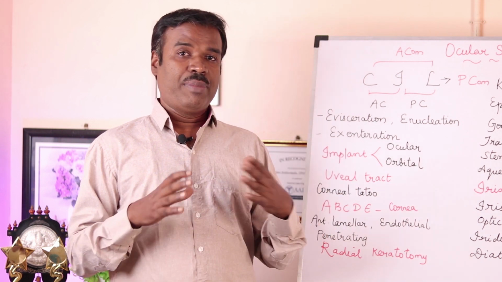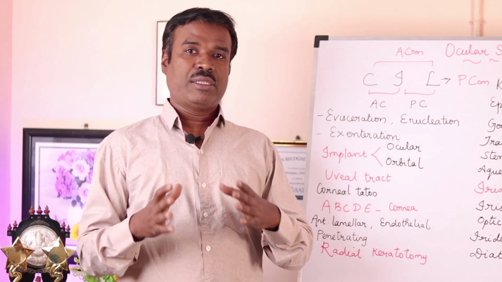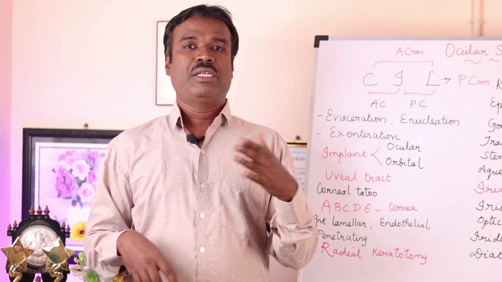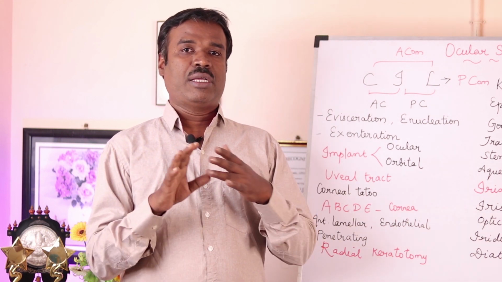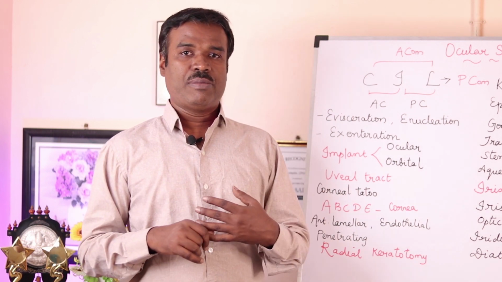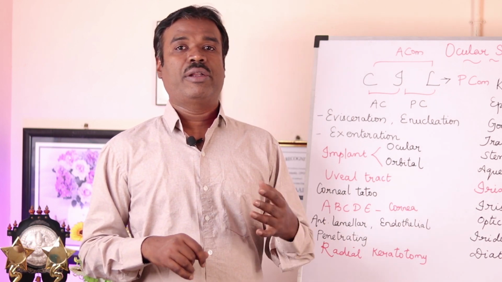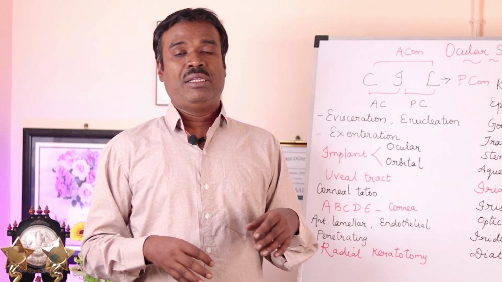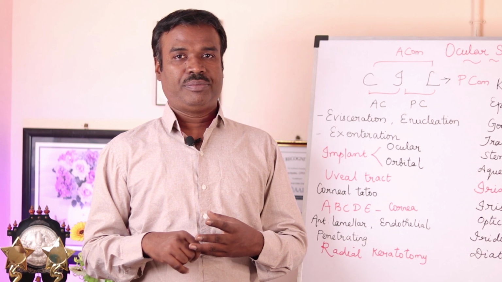Let's go to the ABCDE of cornea, which is nothing but the anatomy of the cornea. A is for the anterior lamella. Lamella is nothing but made up of collagen fibrils. B is the basement membrane. C is the corneal stroma. D is the Descemet membrane. And E, the endothelium of the cornea.